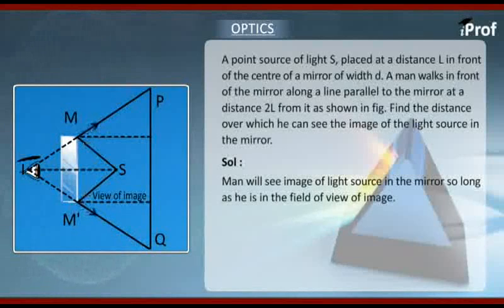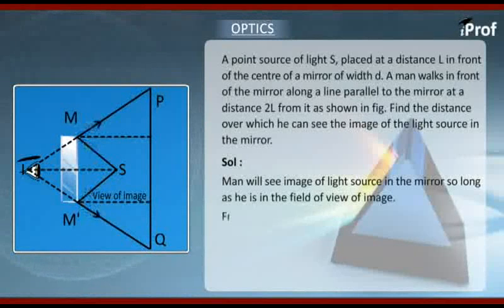Now using the property of plane mirror, we take two incident rays which are hitting the two edges of the plane mirror and the corresponding reflected rays, and these reflected rays intersect the line along which the man is walking at points P and Q. So when the man is above Q, he will see the image, and when he is above P, he will be out of field of view. That means we have to calculate PQ. This is our required distance over which the man will see the image of the source in the mirror.